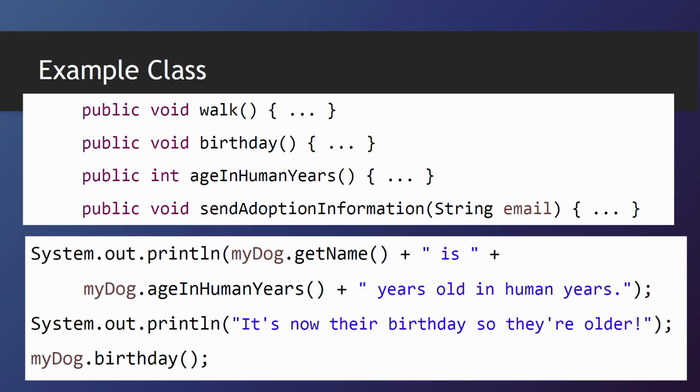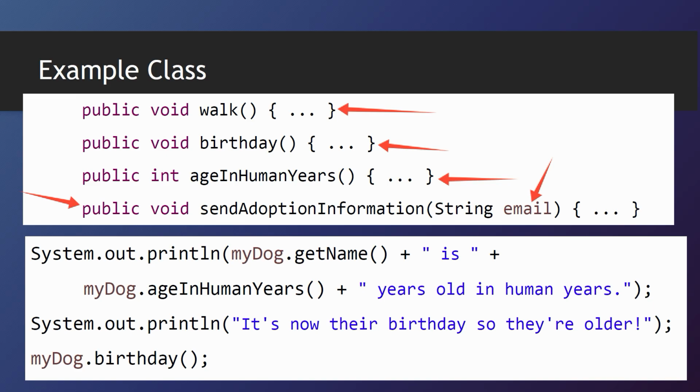Here might be some methods for our dog class. The walk method is void. It accomplishes the task of indicating this dog is going for a walk. The birthday method is also void, but it would change the state of the object by increasing the age by 1. The age in human years method would calculate and return the dog's age in human years. And a method to send information about this dog out to someone so they can adopt the dog would take in the email address as a parameter. These are of course just some ideas for methods that might go in this class.